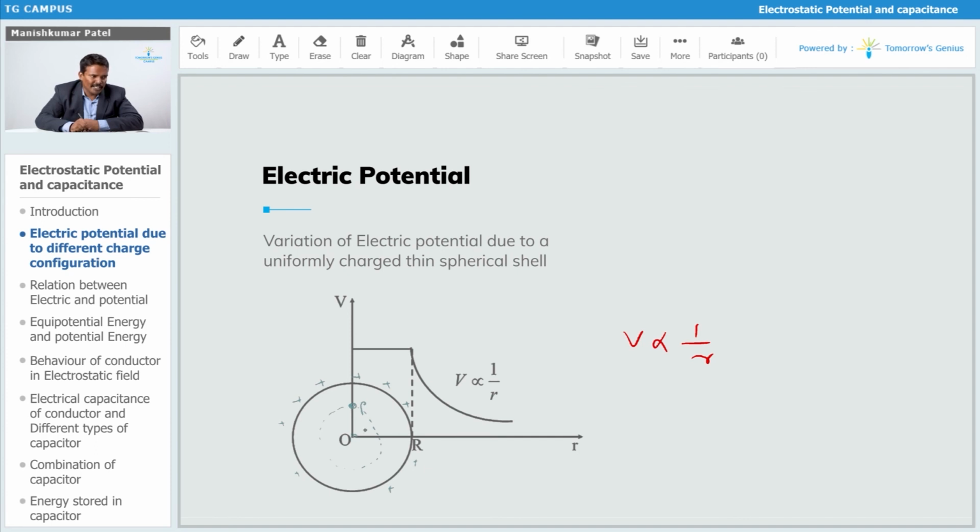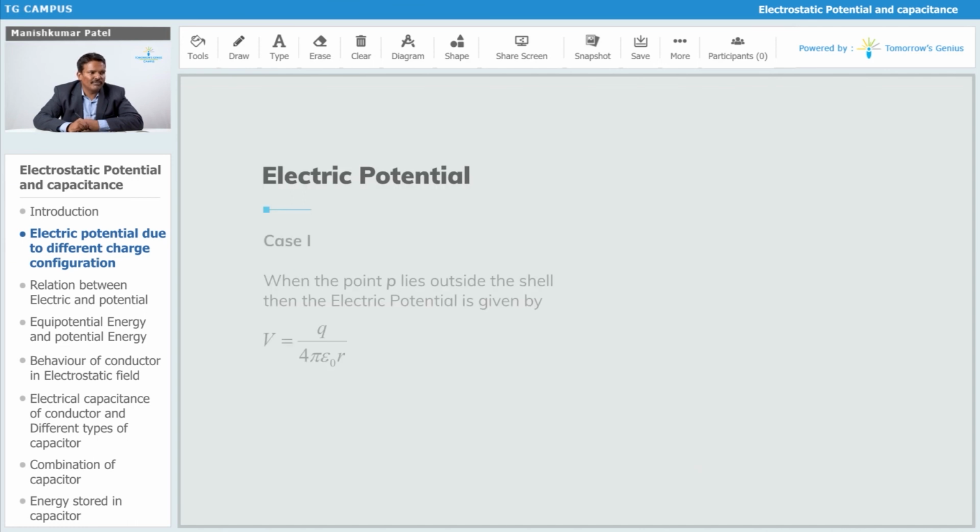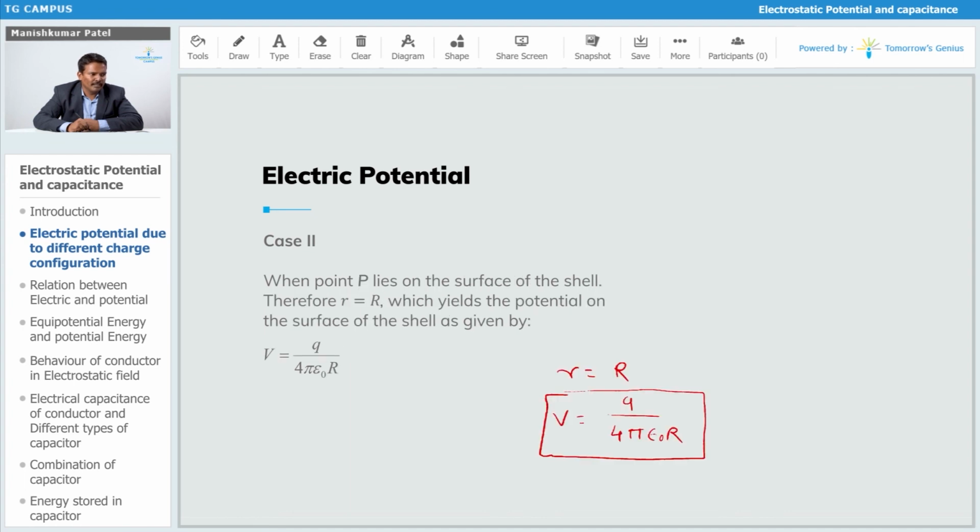So for the region from 0 to R, you can see from this graph that the potential is constant. Then it starts decreasing for r greater than capital R. This is how we can understand the variation of potential with distance from the graph also.